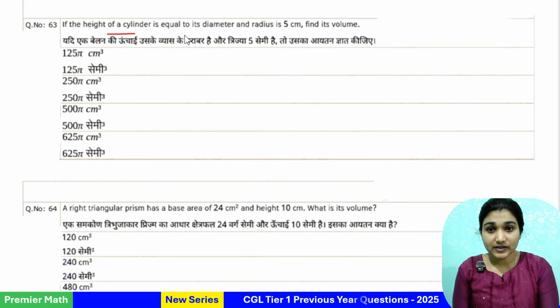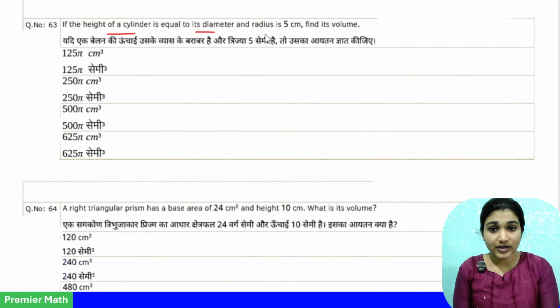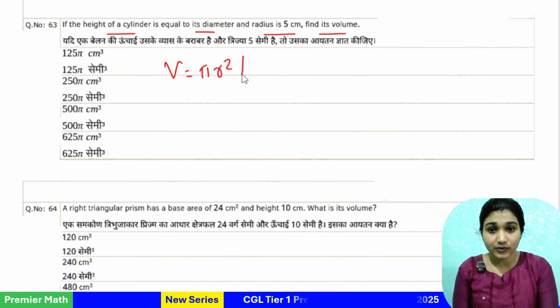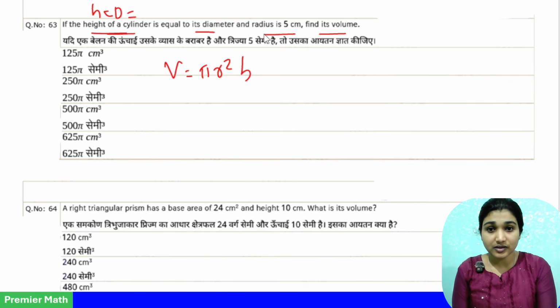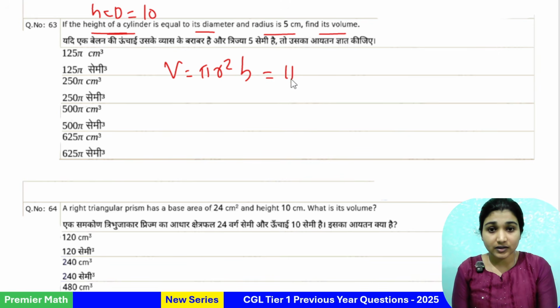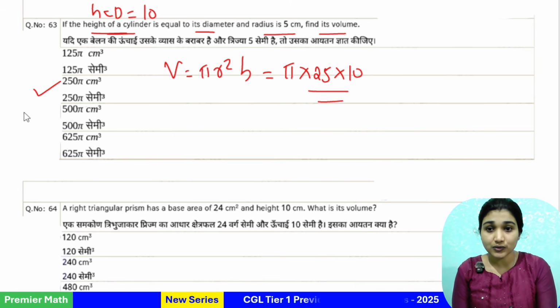If the height of a cylinder is equal to its diameter and radius is 5 centimeter, find its volume. Volume is equal to pi r square h. And here height equal to diameter means diameter is equal to 2 times 5, 10 centimeter. Now leave the pi here. R square is equal to 5 square, 25, and height is 10. So 250 pi, option 2 is your answer.